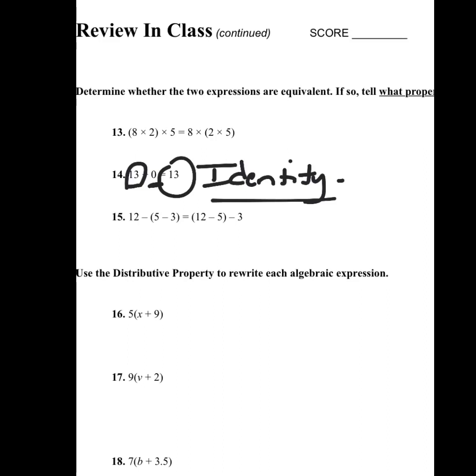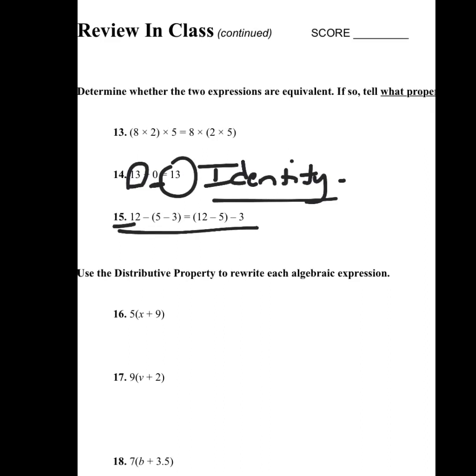Number 15 is a trick question. This one does not work because when you are doing the associative property, it has to be for addition. If for subtraction, you're using the order of operations and it mixes everything up.